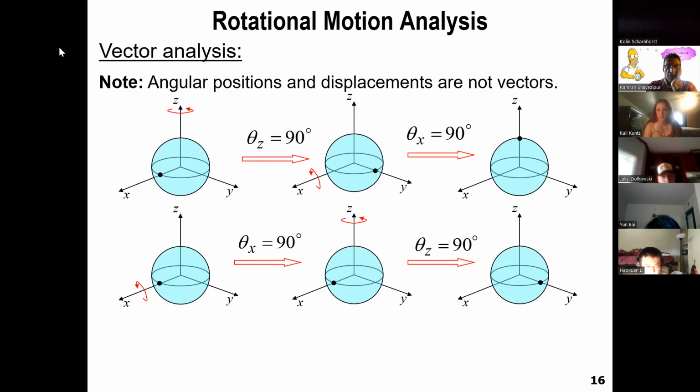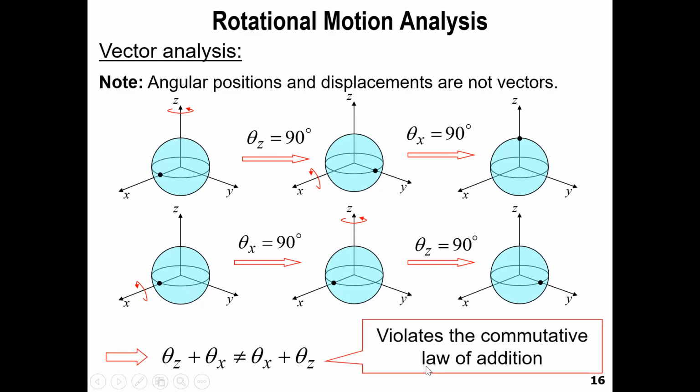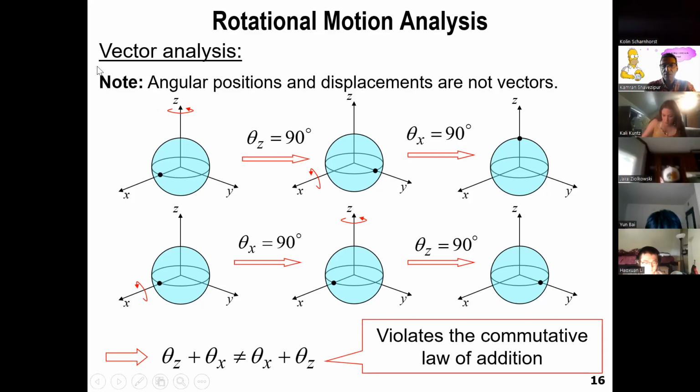No. So they violate the commutative law of addition, right? With vectors, you can switch A and B and C. If you have even more than two vectors, you add them, it doesn't matter the order, and they're going to be the same. Angular displacements are not the same. Therefore, large angular displacements and large angular positions are not vectors.